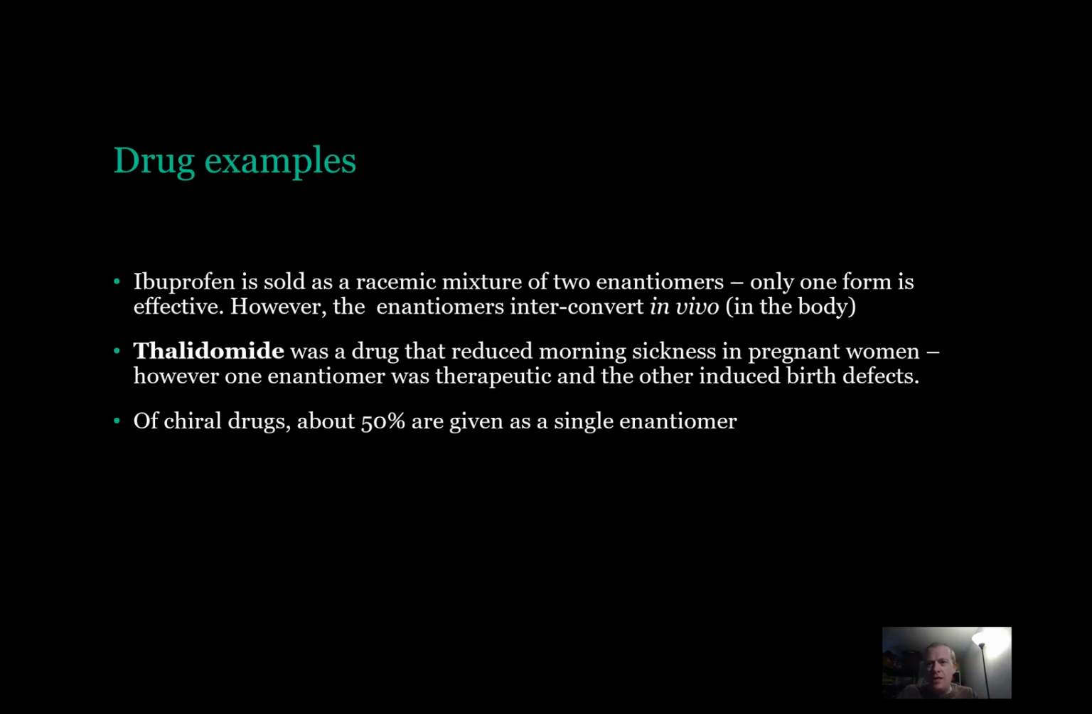But just as an example, the drug ibuprofen is sold as a racemic mixture of 2 enantiomers. They interconvert in the body. Only one is effective, but since they interconvert, neither one is dangerous. They basically just give you both and don't worry about it.